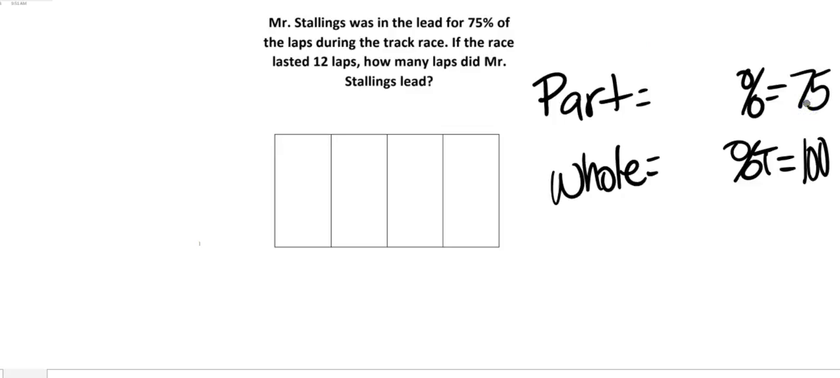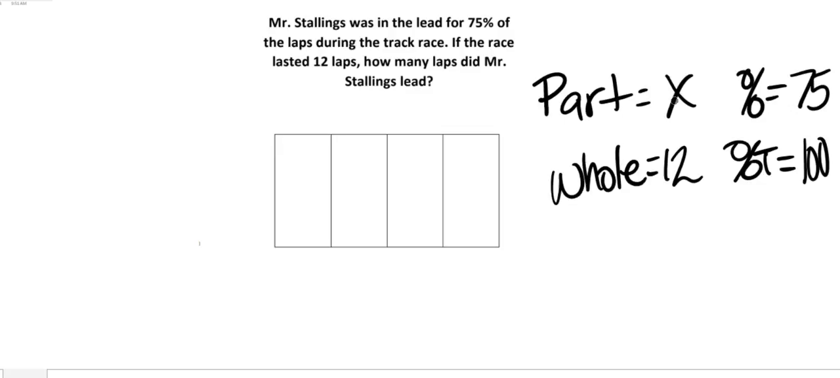Now we need to figure out which part of the problem that 12 is, the 12 laps. Is that a part or is that a whole? If the race lasted 12 laps, that would make it our whole. So we are looking for our part.